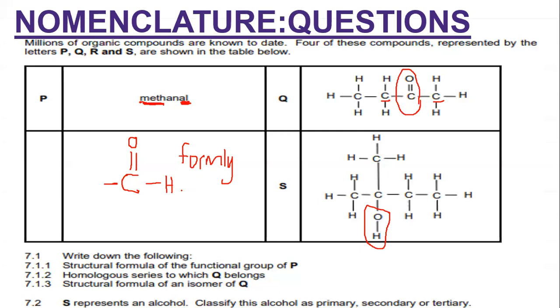Another important thing, please leave it as is. Do not be tempted to put a hydrogen here, because as soon as you put a hydrogen here, you have drawn the structure of this compound P, which is methanol. And the question did not ask us to draw the structure of P. Instead, it asked us to draw the structure of a functional group of P.